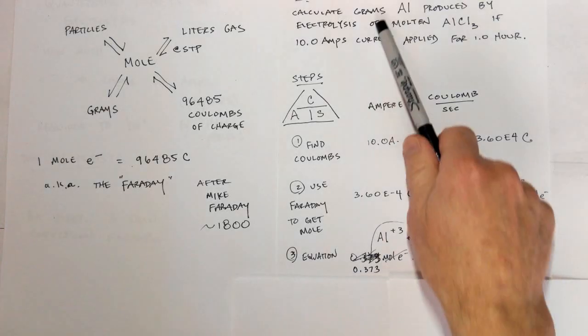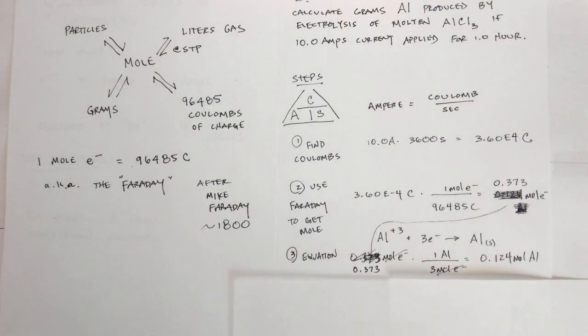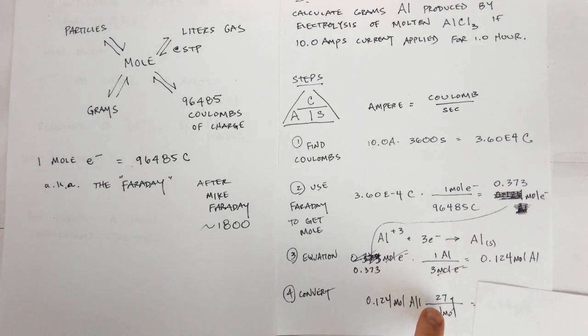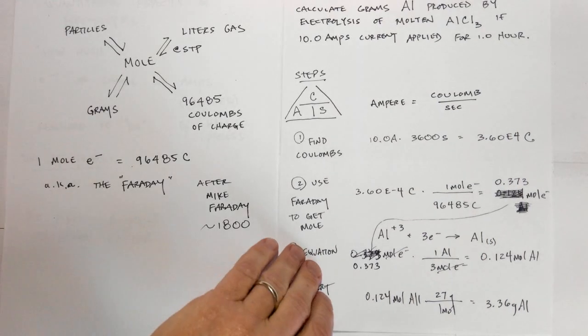Now, it asks for the grams of aluminum, so then I have to do step 4. If it just asked for moles, I'd be done. But I have to convert from moles to grams. And if I look up aluminum on the periodic table, in 1 mole of aluminum, there's 27 grams. So 3.36 grams of aluminum would be plated out or produced from my molten AlCl3 if 10 amps of current were applied for an hour.